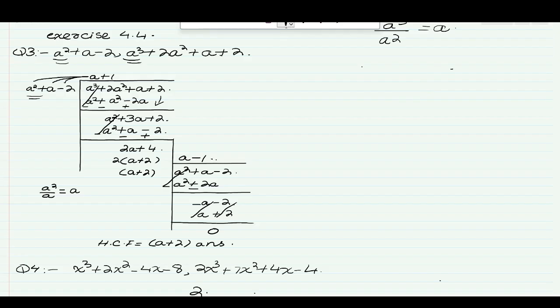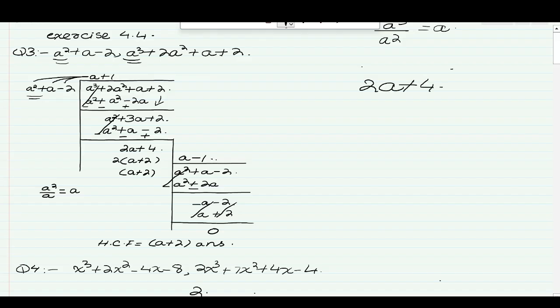After that, we have a square divided by a square, that results in 1. So we added 1 in the quotient position. Now 1 will be multiplied throughout all of these terms, that results in the same all over again. So the sign will be changed. A square minus a square will get cancelled. Plus 3a minus a results in 2a, and plus 2 minus... results in 4. So here we have 2a plus 4.